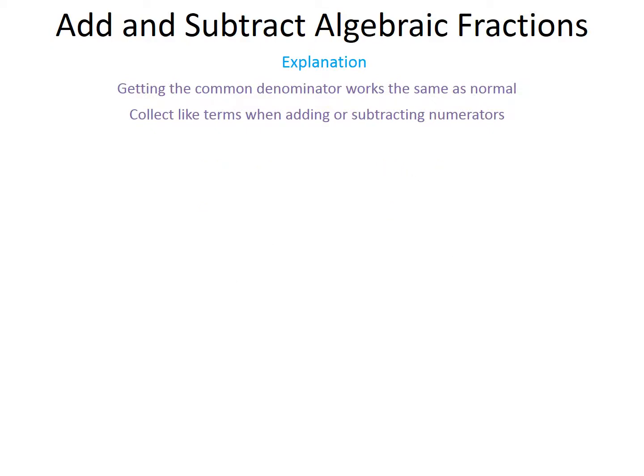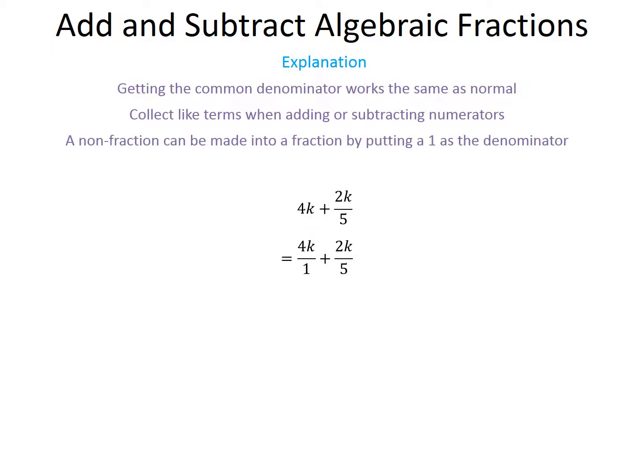We should also note that if you had a non-fraction in your question, you can actually make that into a fraction just by putting a 1 underneath. So 1 is the denominator. And now I've got 2 fractions. I could find my lowest common denominator like usual, which is pretty easy because it's just going to be 5. If one of the numbers is 1, then the common denominator is just whatever the other number is.